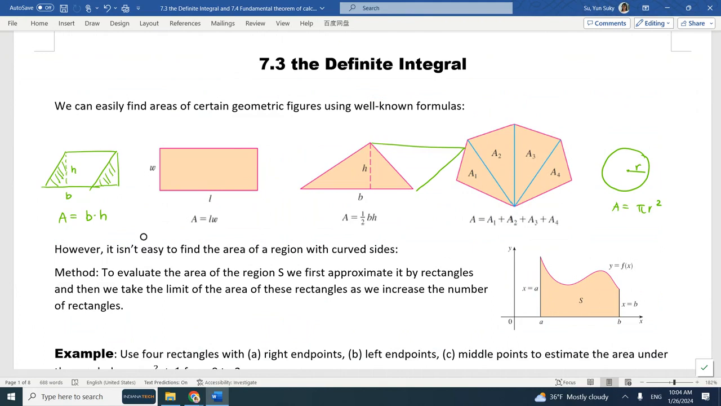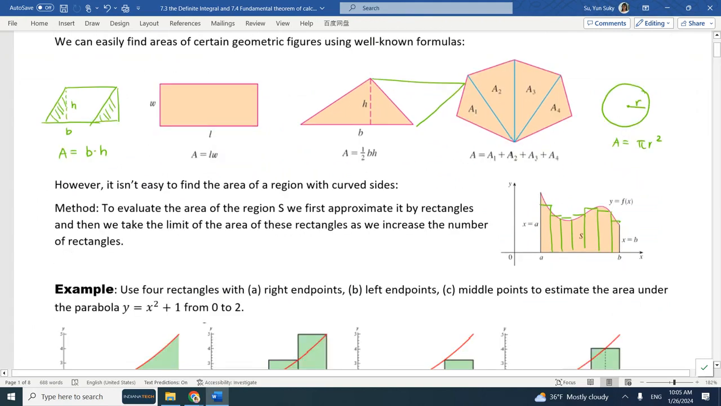The method to evaluate the area of the region is to first approximate it by rectangles, and then we take the limit of the area of the rectangles as we increase the number of rectangles. So the idea is we cut a lot of rectangles and compute the area of each rectangle. If you let the number of rectangles go to infinity, then the area of the rectangles will converge to the actual area of the region.